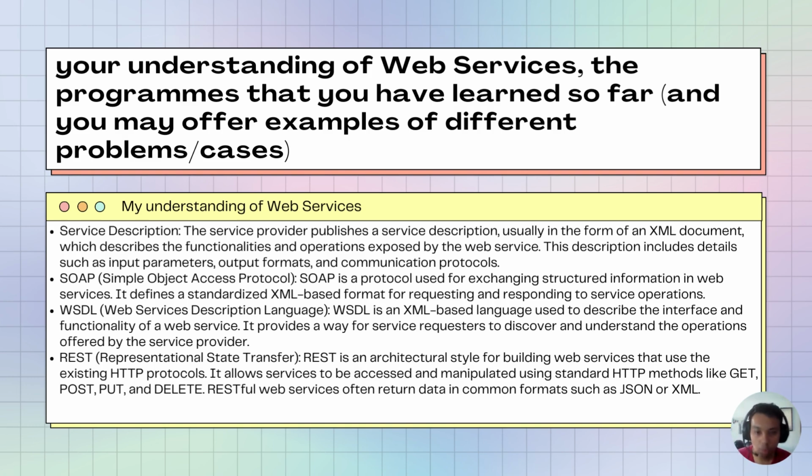REST, which is Representational State Transfer. REST is an architectural style for building web services that use the existing HTTP protocols. It allows services to be accessed and manipulated using HTTP methods like GET, POST, PUT, and DELETE. RESTful web services often return data in common formats such as JSON or XML.